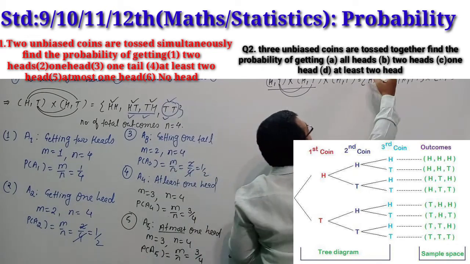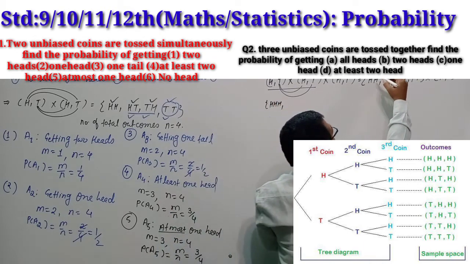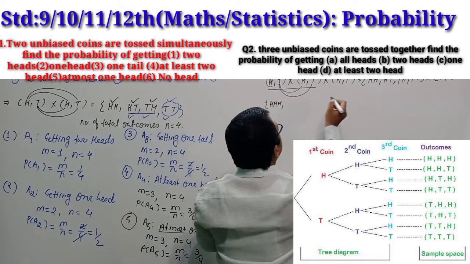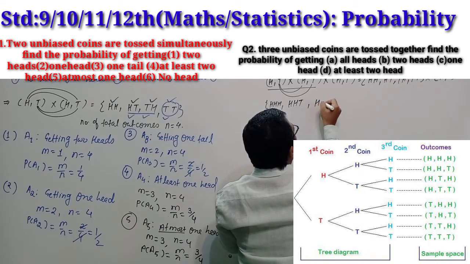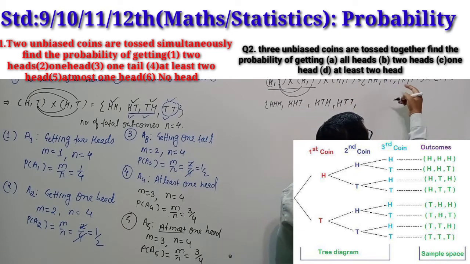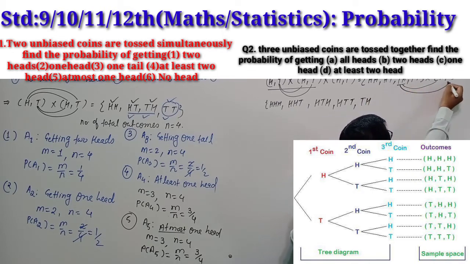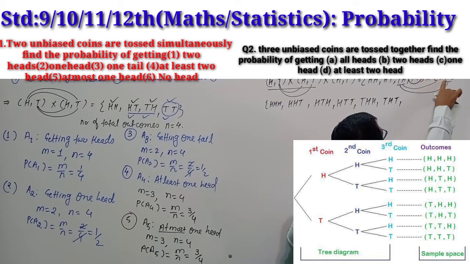Okay, so students, this pair head, head is to be multiplied by head. So finally the sample space will be what? Head, head, head. And again head, head is to be multiplied by tail, so head, head, tail. Similarly this pair head, tail is to be multiplied by head, so you are getting head, tail, head. Now head, tail is to be multiplied by tail, so head, tail, tail. Similarly tail, head is multiplied by head, so tail, head, head, and multiplied by tail, so tail, head, tail. And finally this pair tail, tail is to be multiplied by head and tail. So tail, tail, head, and tail, tail, tail.